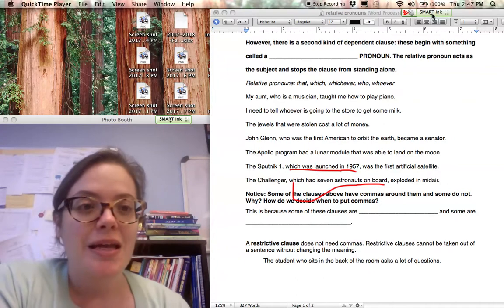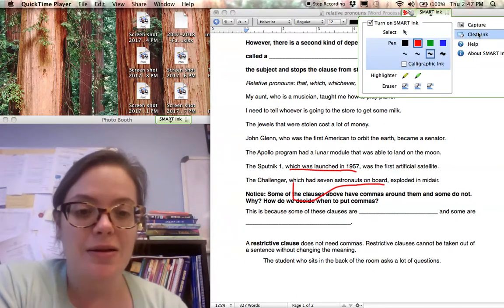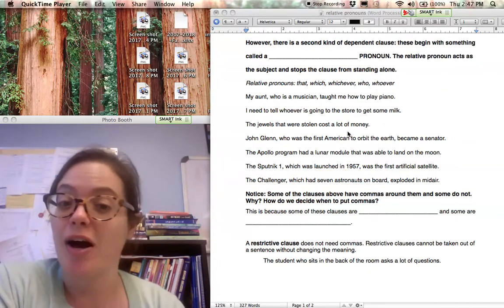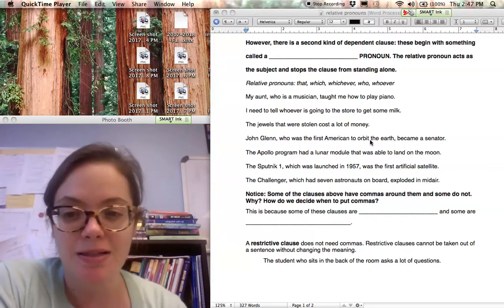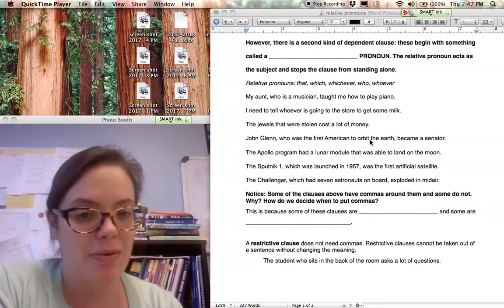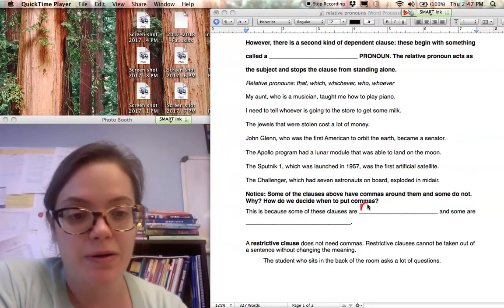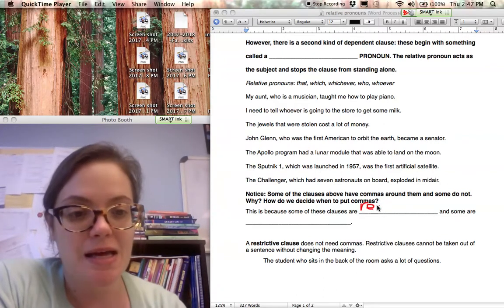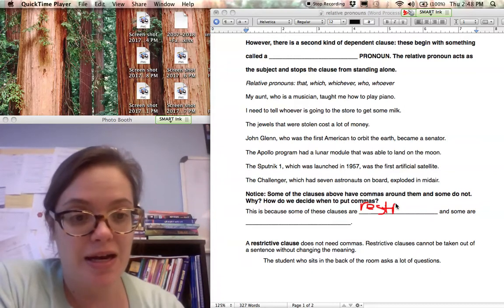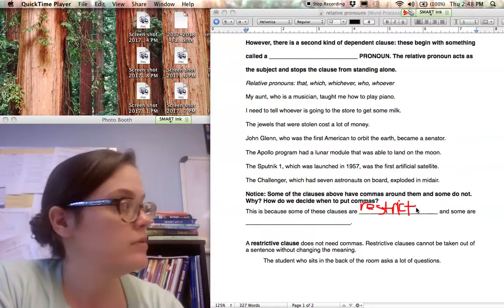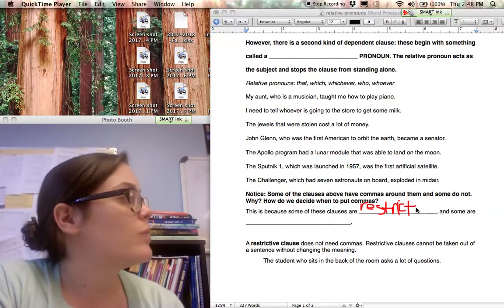Now, another thing to notice here, some of these clauses have commas around them and some do not. So how do we decide when to put the commas? Some of the clauses are what we call restrictive, and some are what we call non-restrictive. So let's fill that in the blank. Restrictive, non-restrictive.